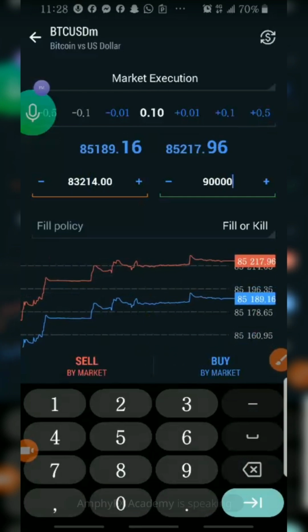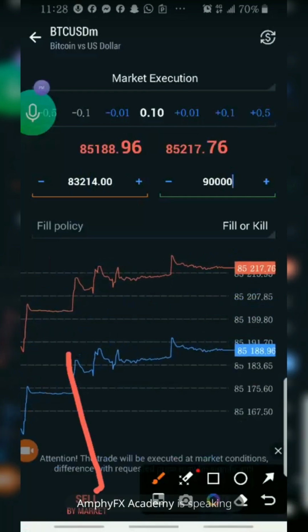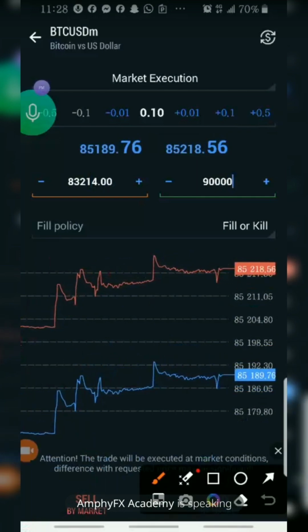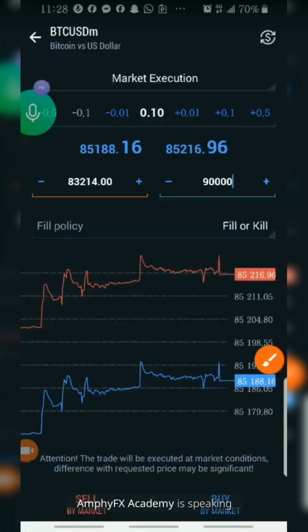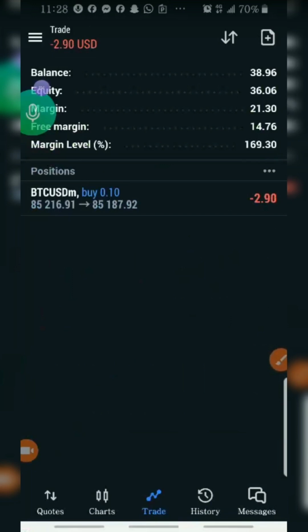So if I click on buy, you can see we have sell by market, and we have buy by market. Well, I want to buy. I'm not selling, so I'll click on buy. It will execute. You hear the sound? Can you hear the sound? Yes, but mine was not doing like this, so.